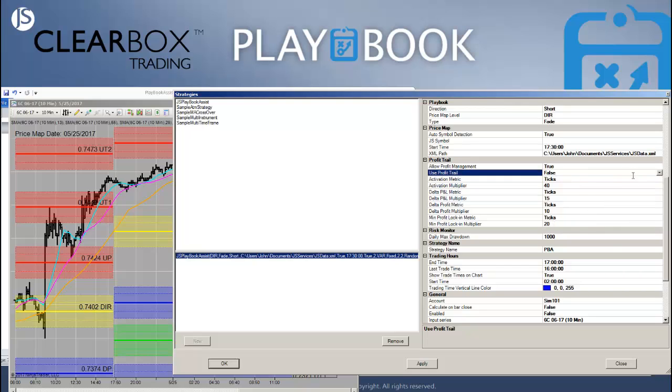So you have two, and to make them both work, you need to make sure that this is set at true. So now I have my initial allow profit management, yes, and I also want to trail that.